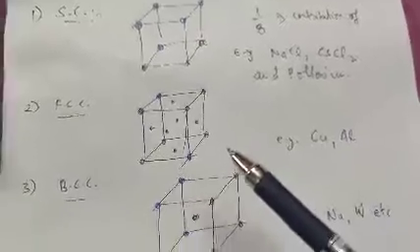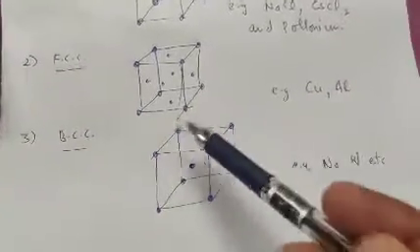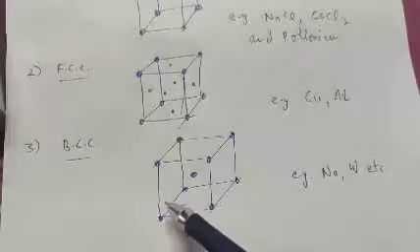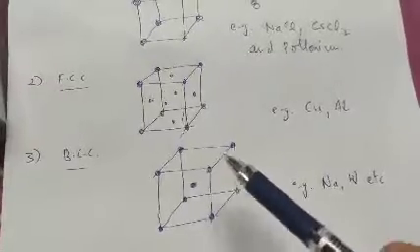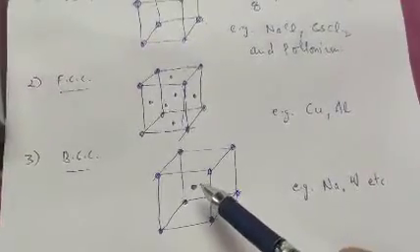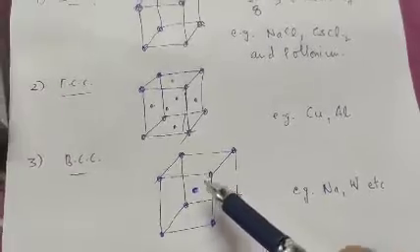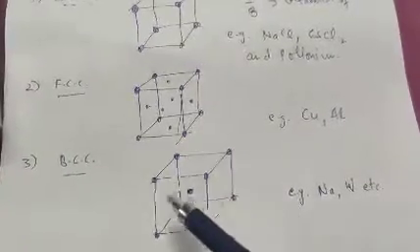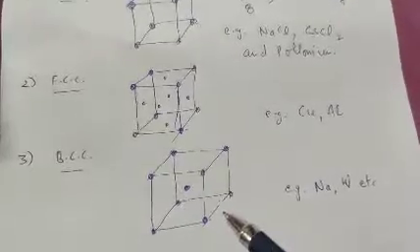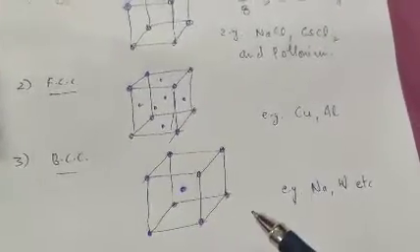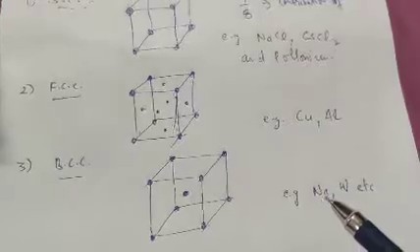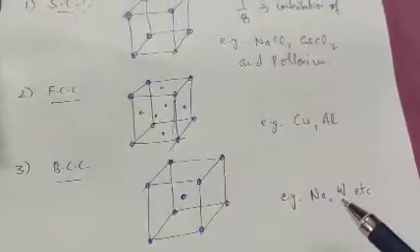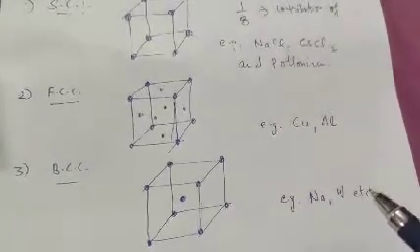And the last one is body centered cubic. It is also a simple cubic cell. In addition to this, there is one additional atom in the center of this unit cell. Therefore this is known as body centered cubic cell. Examples of body centered cubic system are sodium and tungsten. This is W, tungsten, wolfram.